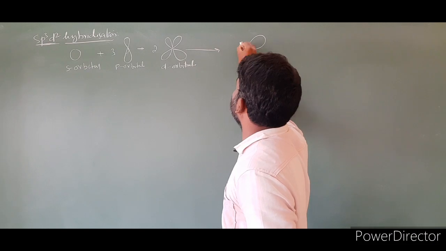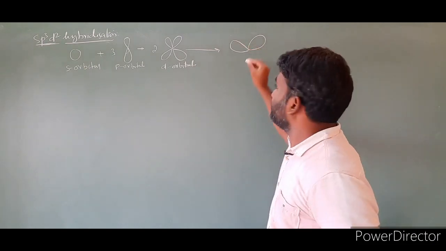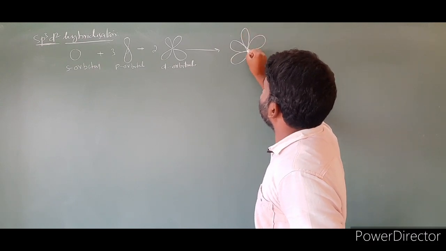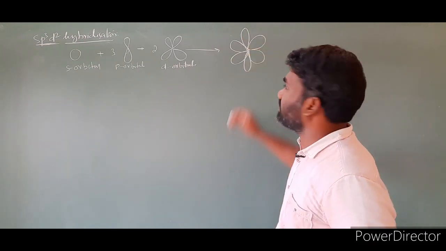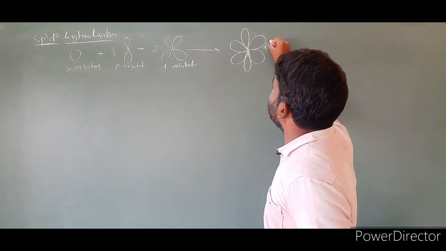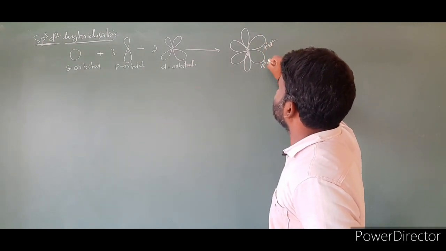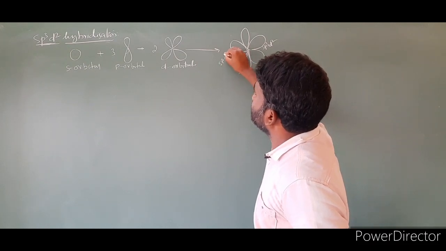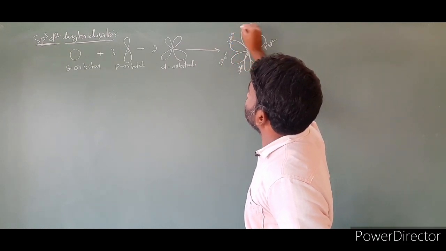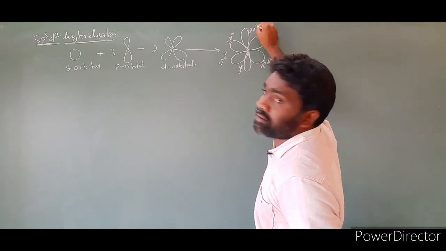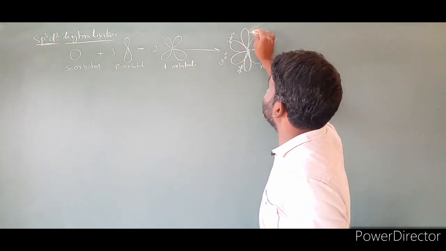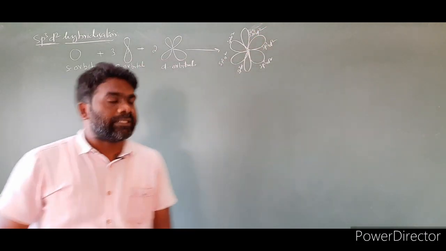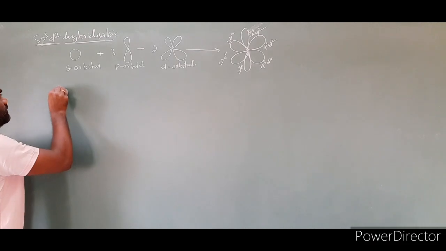I am writing 6. This is the first one, this is the second one, this is the third, fourth. One is above, one is below. Total we have 6 sp3d2 hybrid orbitals. This is also an sp3d2 hybrid orbital. Clear. Then we have to write the statement.